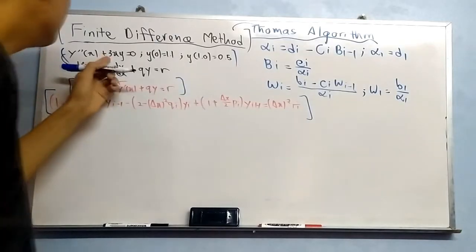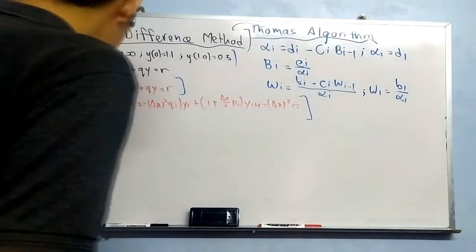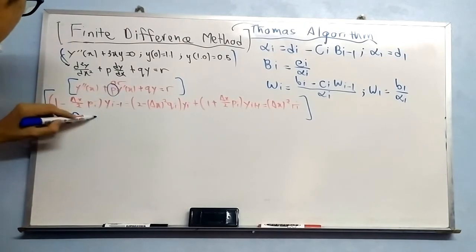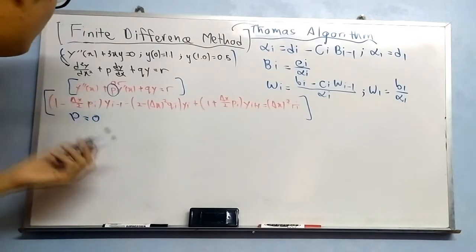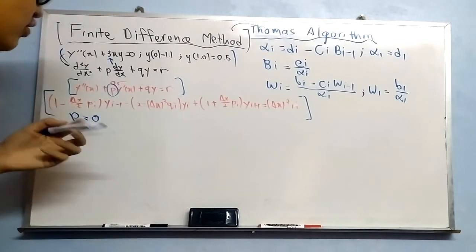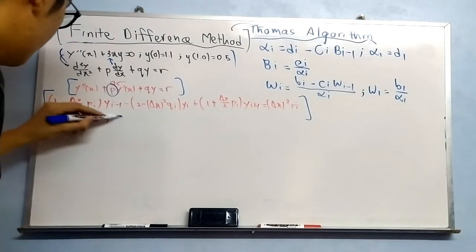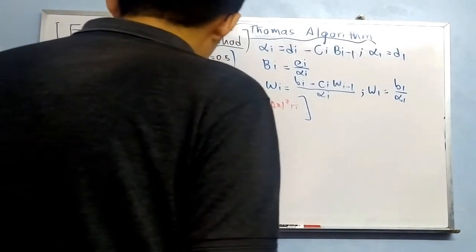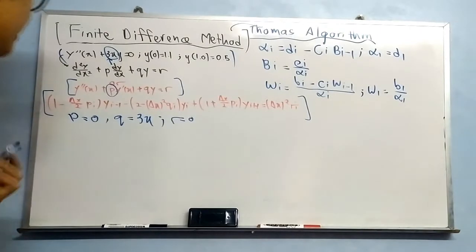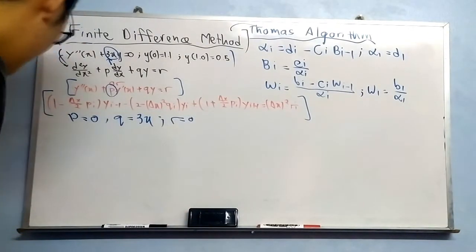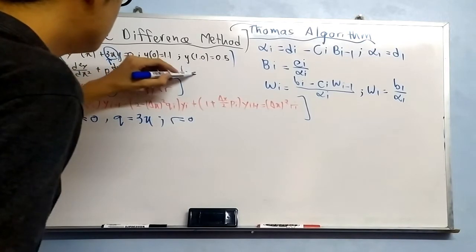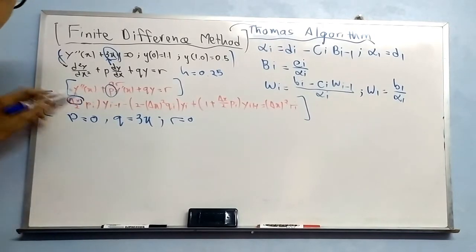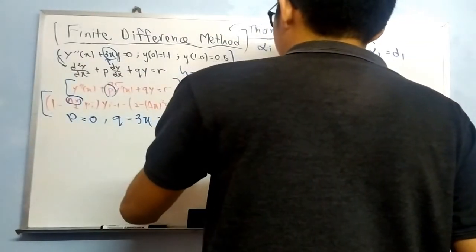First of all, if you see this question, you need to determine the coefficients. From this question, we know that p is 0. Why? There's no first derivative here, dy by dx or y prime of x. Q is 3x. Why? Because we directly extract it from here. R is 0. There is no value there. Now let's apply this equation. What is delta x? Delta x is each step size.